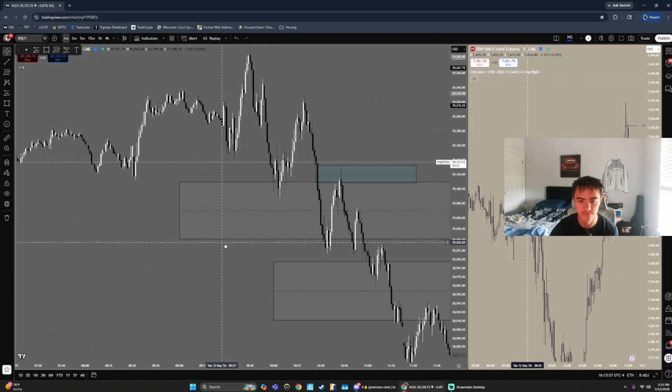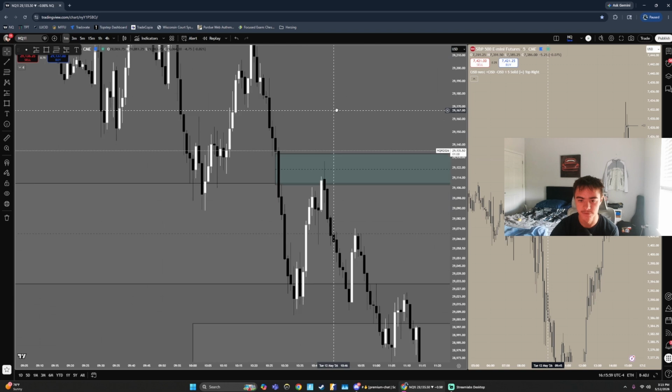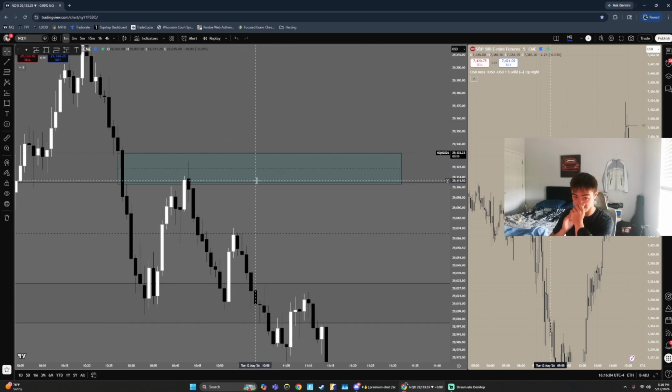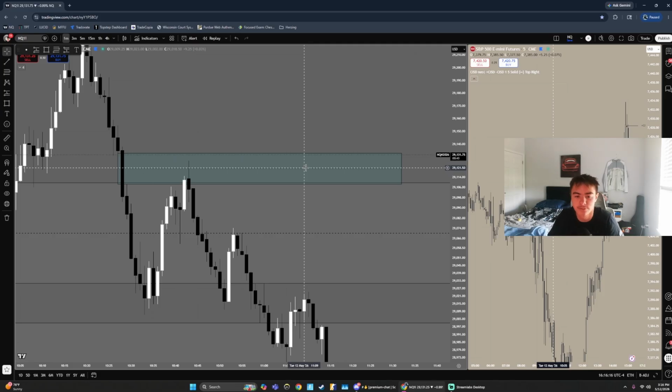I'll explain more in depth of what that means in a second, but let's stick to the fair value gaps. So we see a fair value gap, right? And if we're strictly just trading off the fair value gap, for me personally, I take the entry off of the CE. What is the CE? This dotted line right here at this rectangle is the 50% point of the rectangle.